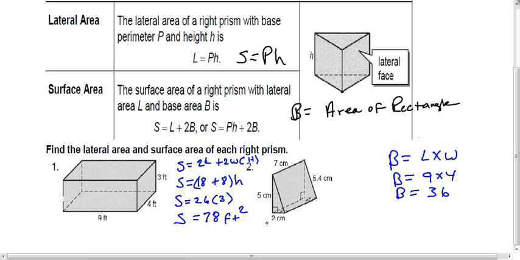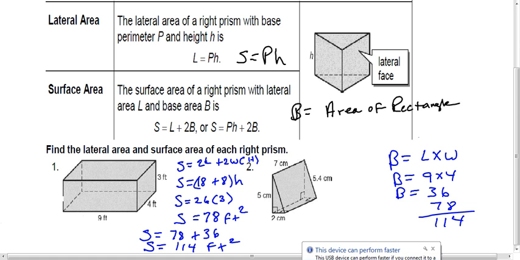So as I come back over to find my total, I'm going to use S is equal to 78, right, plus 36, and I'm going to add 78 to this, and I'm getting 4, and 7 and 3 is 10, plus 1 is 11. So I get a total surface area of 114 feet square.